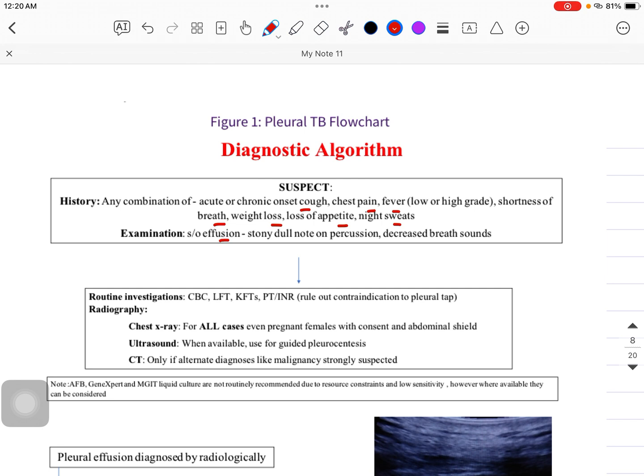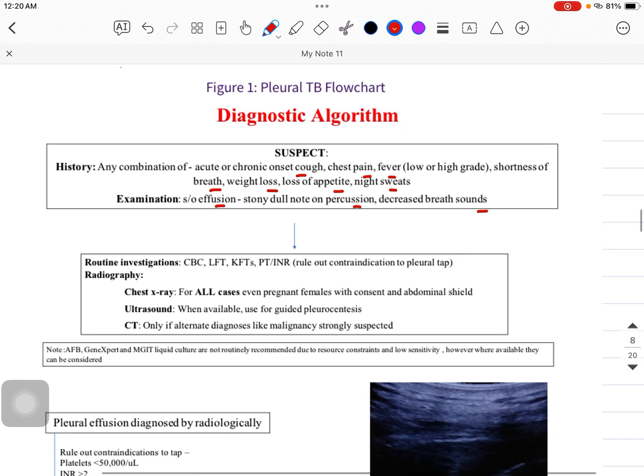While doing percussion, you will hear a stony dull note, and while auscultating the patient, you will not hear much sound over there. There is diminished or decreased breath sound. After that, if you have this kind of patient, what do you need to do next? Next we should go for the chest X-ray, which is mandatory for all patients, and HIV testing, which is mandatory for all patients, but HIV testing comes when you are sure about the TB.